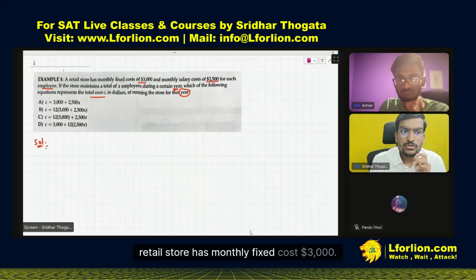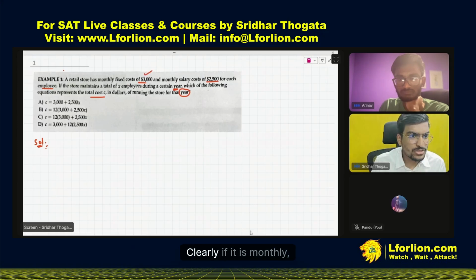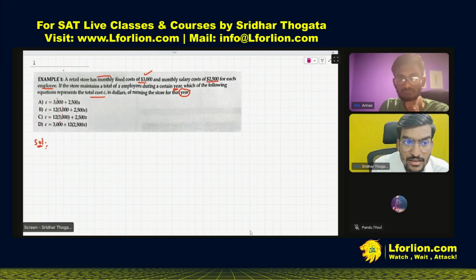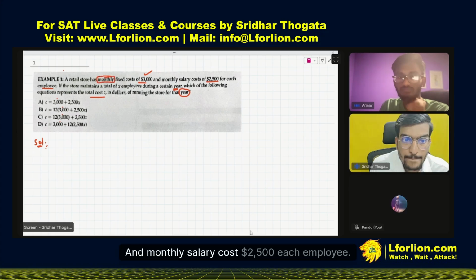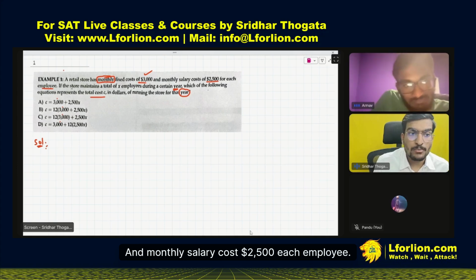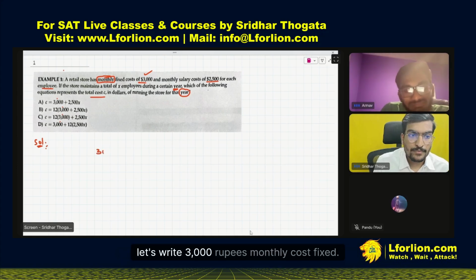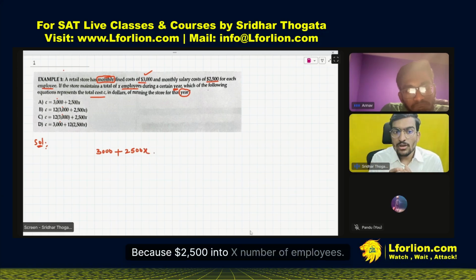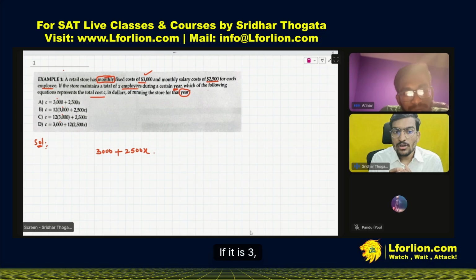So the retail store has a monthly fixed cost of $3,000. If it is a monthly fixed cost, it is not going to change. Monthly 3,000 is fixed, and it is monthly. Be careful. And the monthly salary cost is $2,500 for each employee. We don't know how many employees there are, but for each it is $2,500, and if the store maintains X employees, that means 2,500 times X. If it is 2 employees, it will be for 2, if it is 3, it will be for 3.